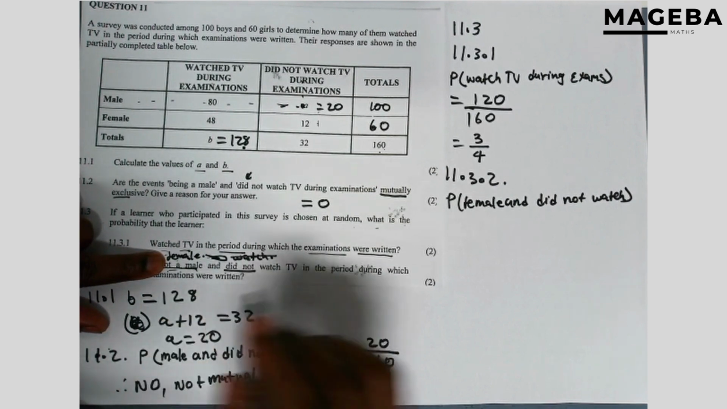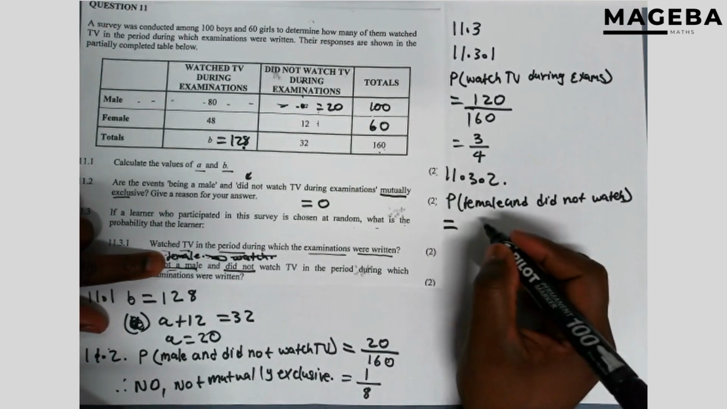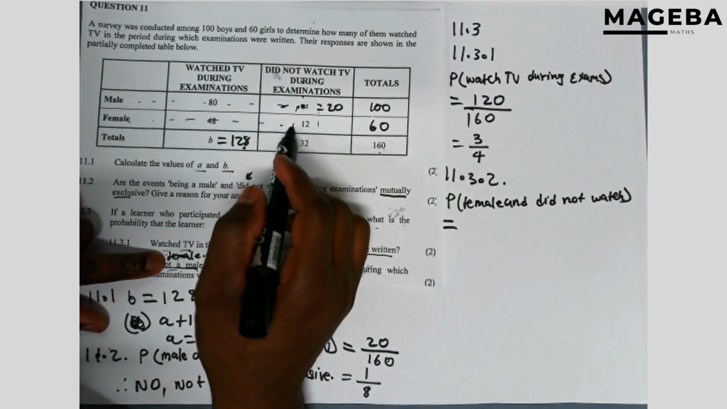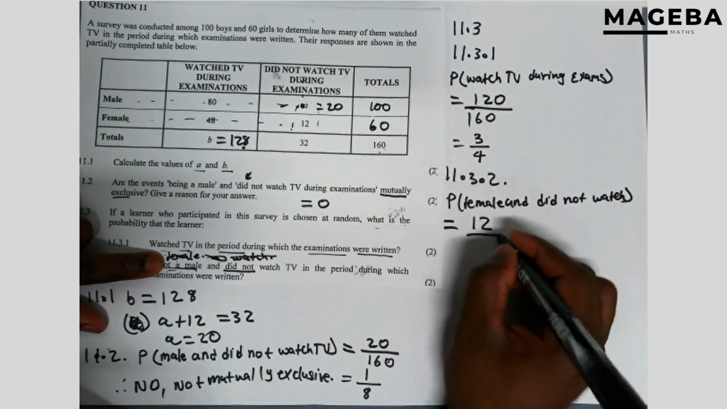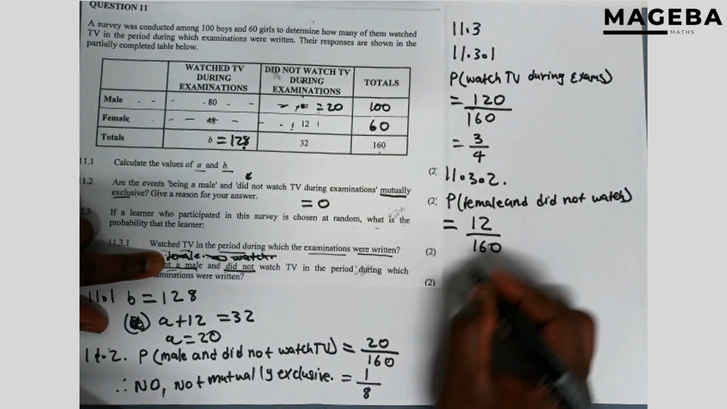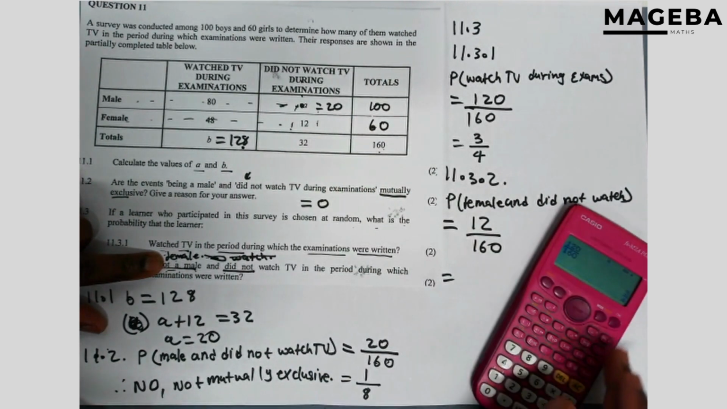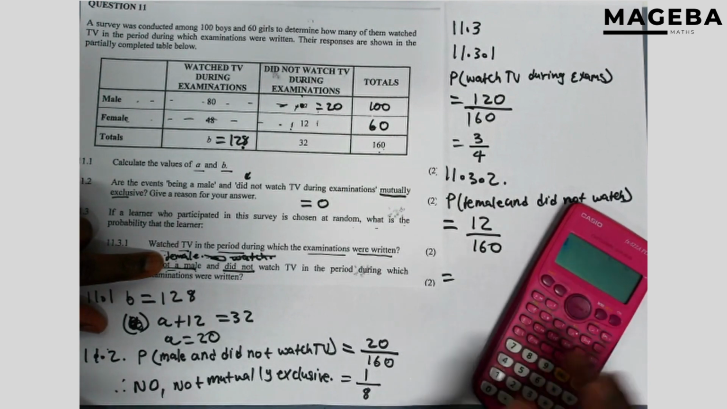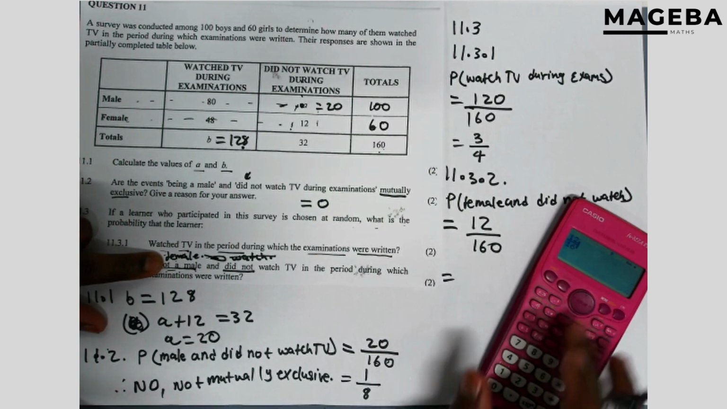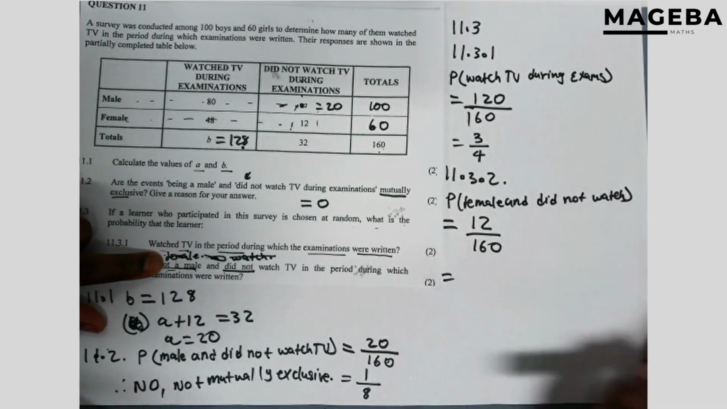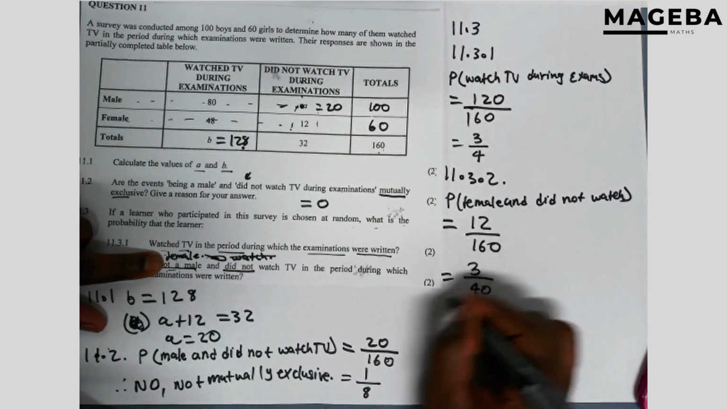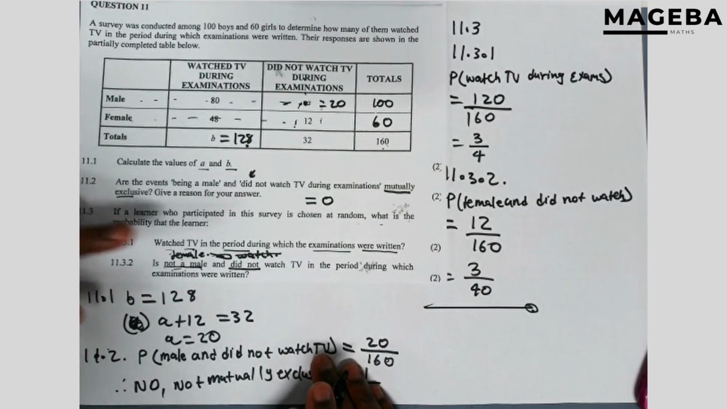Sorry about this one, I made a mistake there. If it's a female, then the female who did not watch television, there is 12 there, all over the total of everything, which is 160. So that is 12 over 160. You get 3/40. So this is the probability.